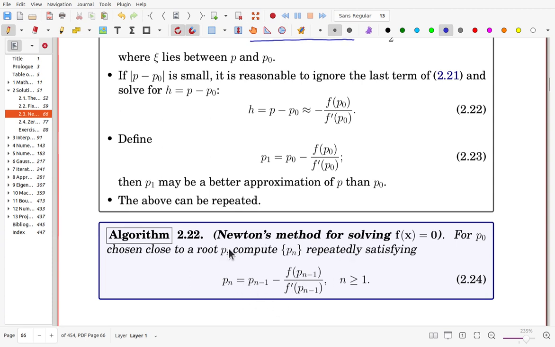Newton's method for solving f of x equals 0. For p0 chosen close to a root p, we compute pn repeatedly satisfying that equation: pn minus 1 minus f of pn minus 1 over f prime of pn minus 1. That is the updated value to become pn. We repeat this iteration to update the approximation.